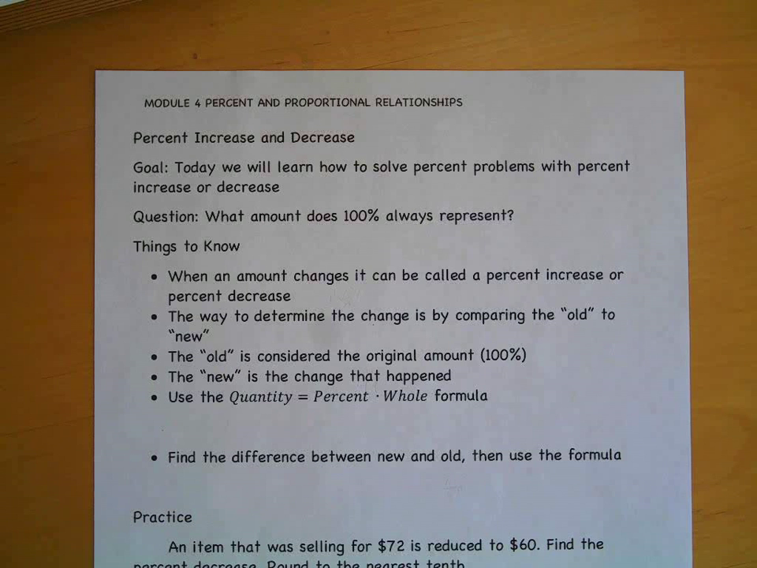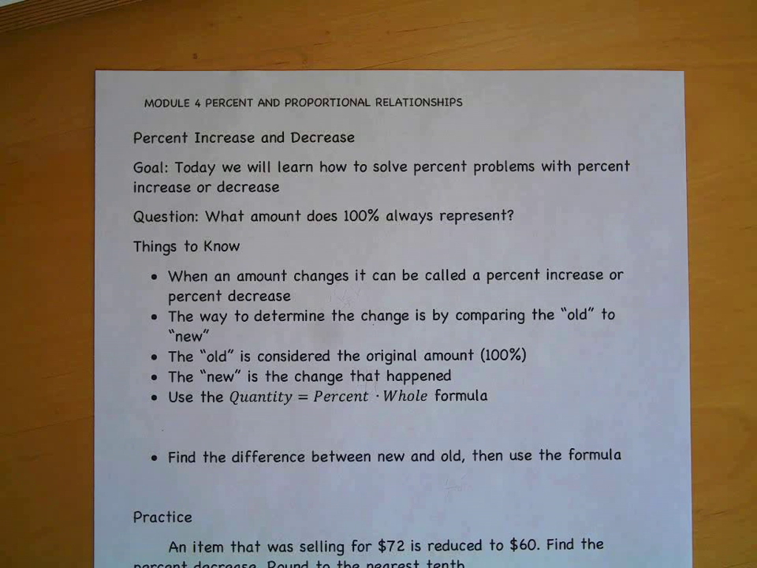So the total was 12. She ate 4 of them, so the new total is 8. Your job would be to figure out the percent decrease of the cookies. There were 12, she ate 4, so now the new total is 8. If the amount changes and you end up with more, then it's called a percent increase.